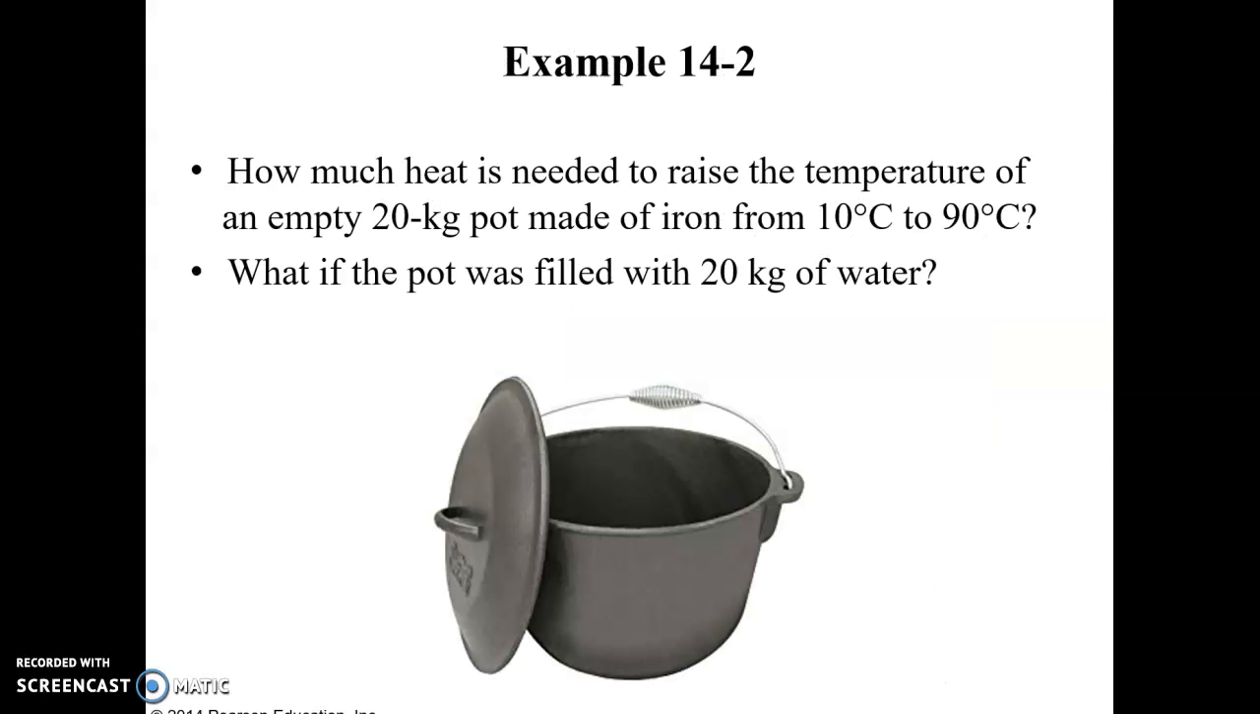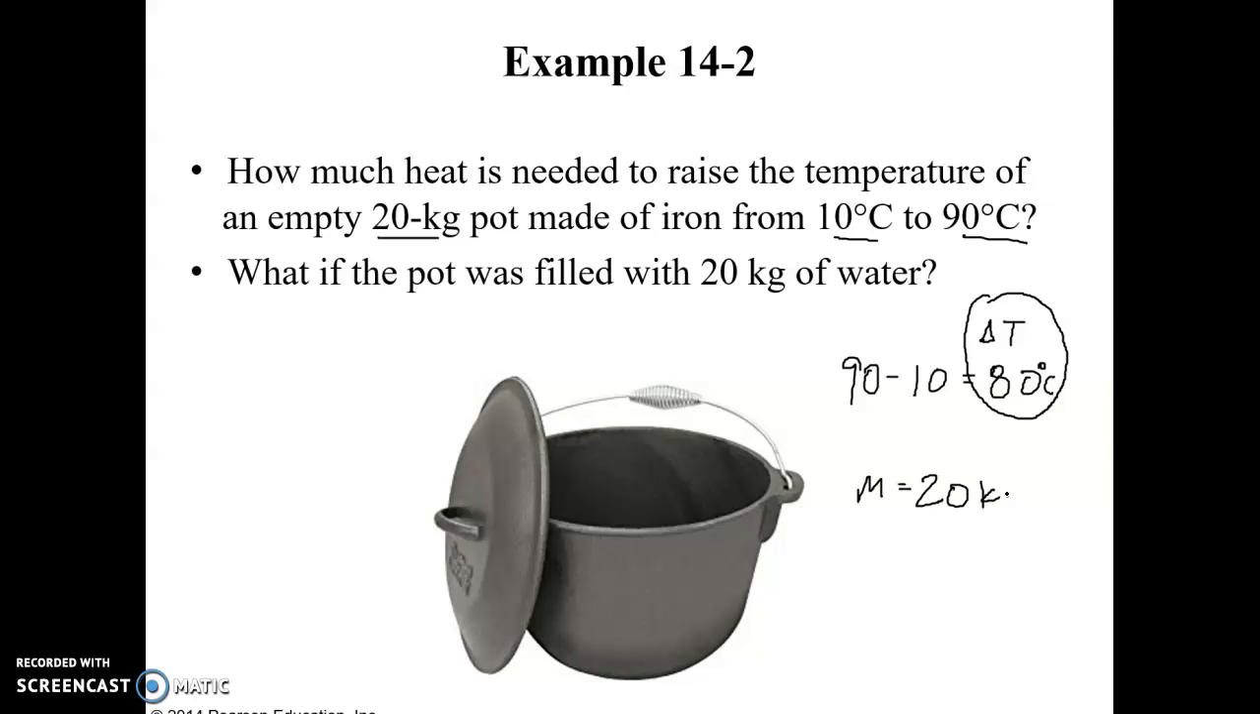Let's look at an example here where we have a cast iron pot. We want to know how much heat is needed to raise the temperature of it while it's empty, and it has a mass of 20 kilograms. And we want to raise its temperature from 10 degrees Celsius to 90 degrees Celsius. So 90 minus 10 is 80. 80 degrees Celsius, that's the delta T that we want to raise this temperature by. The mass is 20 kilograms.